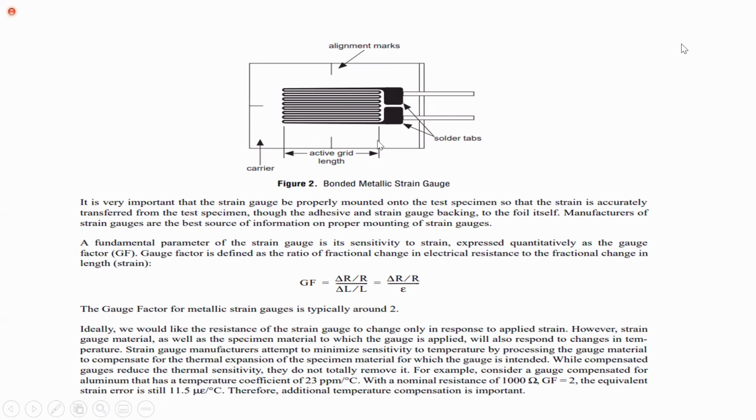Different types of strain gauges and details of those strain gauges we will see in the next class, students. In this class, we have seen the potentiometer and an introduction to the strain gauge, and the details of the strain gauge we will see in the next class.